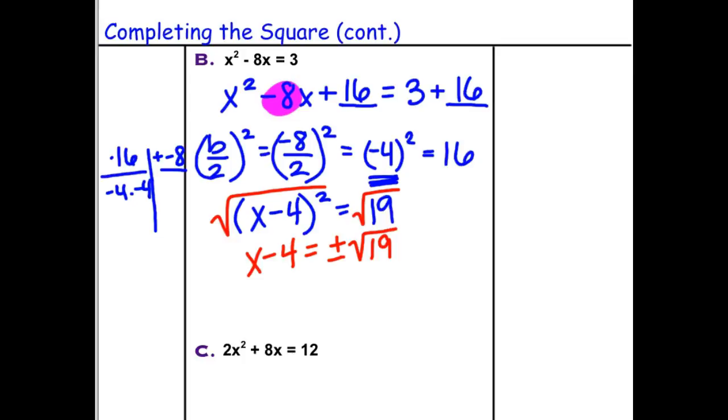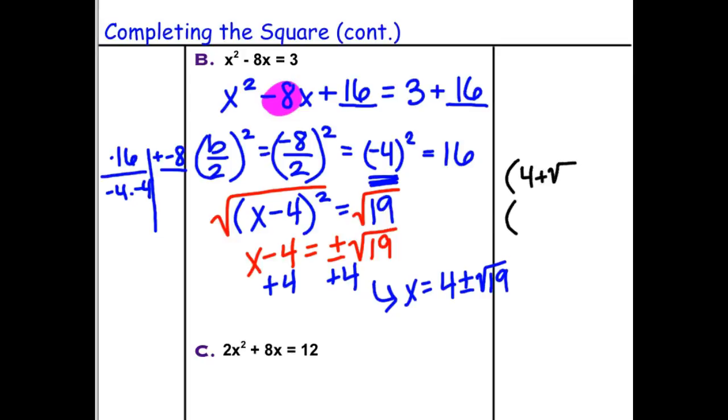Here's where the nice part comes in. We don't have to split this, because when we add 4 to both sides, we end up with x being equal to 4 plus or minus the square root of 19. Now, here's where it gets a little iffy with some of you when you write your ordered pairs. That means I've got (4 plus the square root of 19, 0) and (4 minus the square root of 19, 0). And I know that looks ugly, but that's your answer.